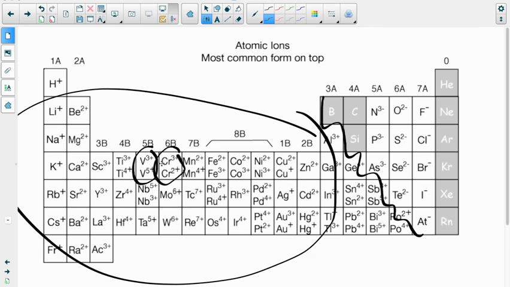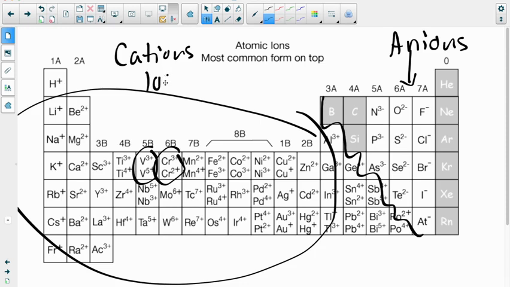The chemistry name for positive ions is cations, and for the negative ones, they're anions. So the metals are the ones that typically form cations or positive ions, and the non-metals are the ones that typically form anions. And you lose electrons by forming cations, and you gain electrons by forming anions. Now, why do they do this? Well, this is something that you will learn as you go through bonding. These elements are all trying to become stable, like these noble gases.